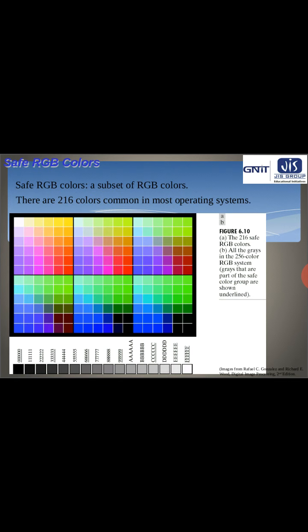Now these are the corresponding safe RGB colors. Safe RGB color is a subset of RGB colors. There are 216 colors common in most operating systems, which has been given here. The 216 safe RGB colors, all the grays in the 256 colors RGB system, grays that are part of the safe color group are shown here. So black is represented by all 0, whereas white is represented by all F. So this is nothing but the safe RGB colors.